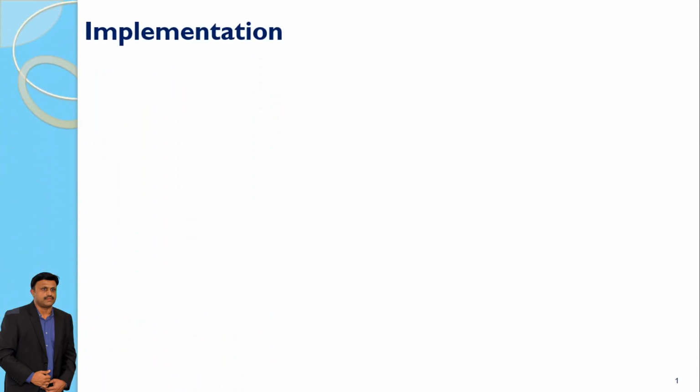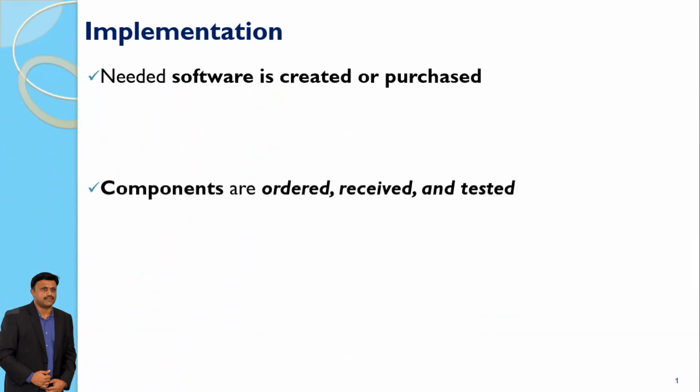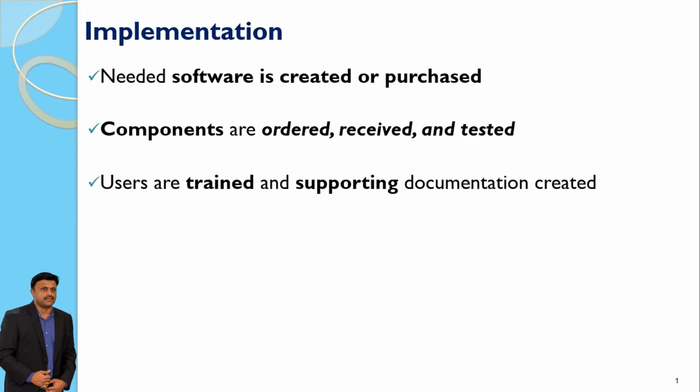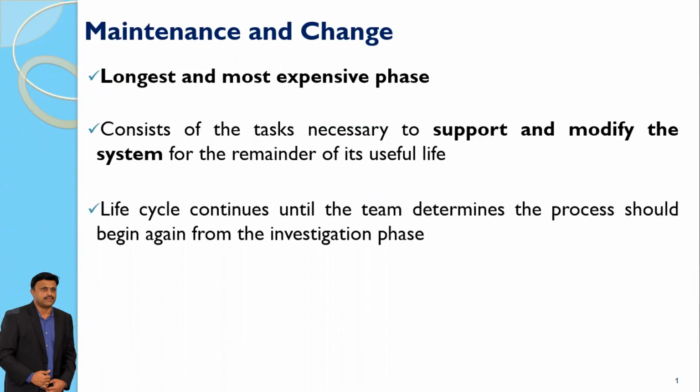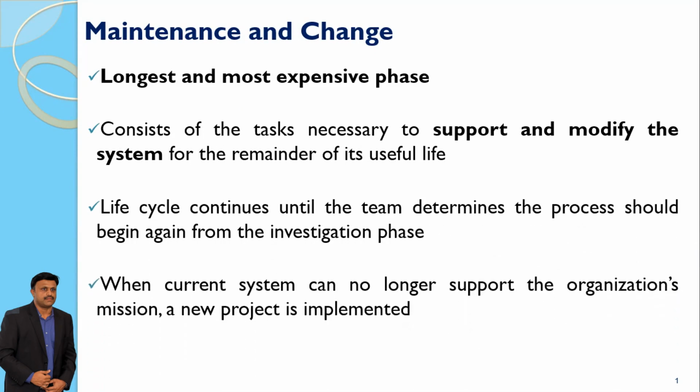During implementation, software is created or purchased, components are tested, and users are trained. Supporting documentation is also created. Maintenance and change is the longest and most expensive phase, involving tasks to support and modify the system throughout its useful life. The cycle continues until a new project is needed.